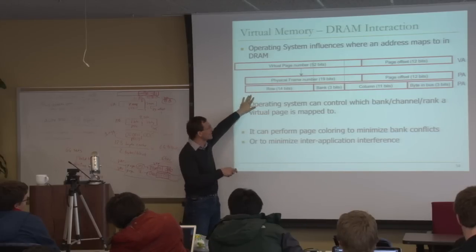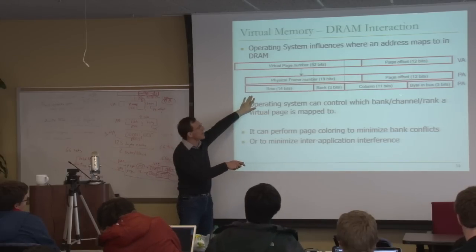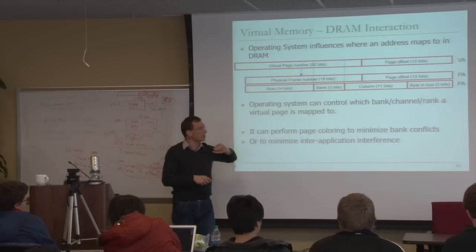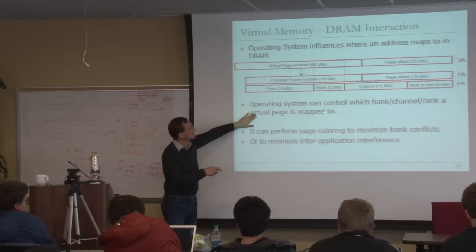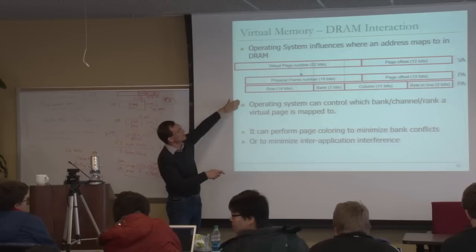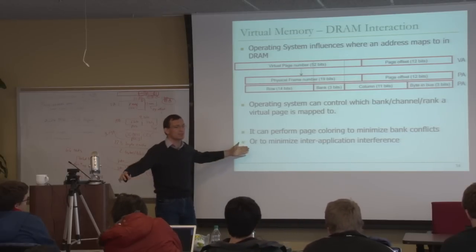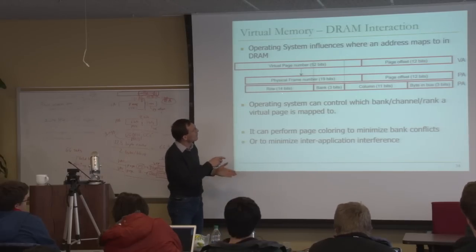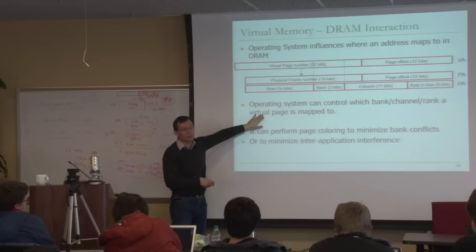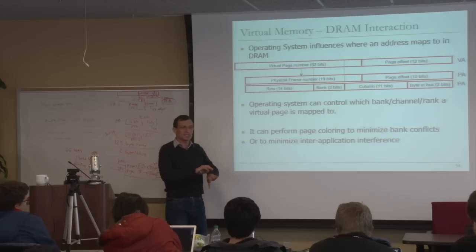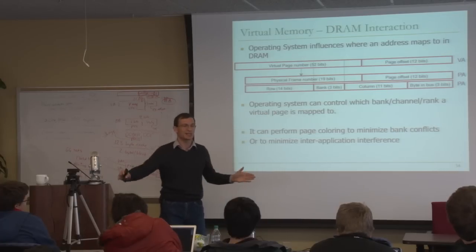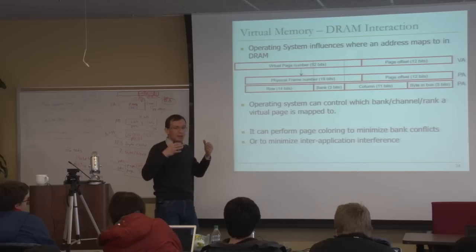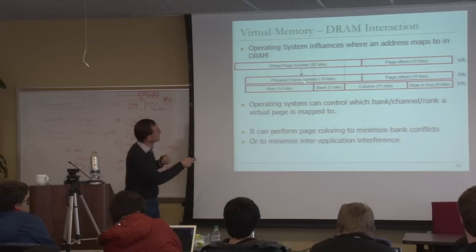Today, the downside is it doesn't know this mapping. This mapping, hardware knows, and it doesn't expose it to the operating system today. But the OS can actually control which bank. I don't show the channels here, but there are multiple channels in a memory system. And we'll discuss it in detail later on, which channel, which row, and which rank a virtual page is mapped to. So it can be smart in allocating these pages to different locations such that it can maximize memory level parallelism or maximize row buffer locality.